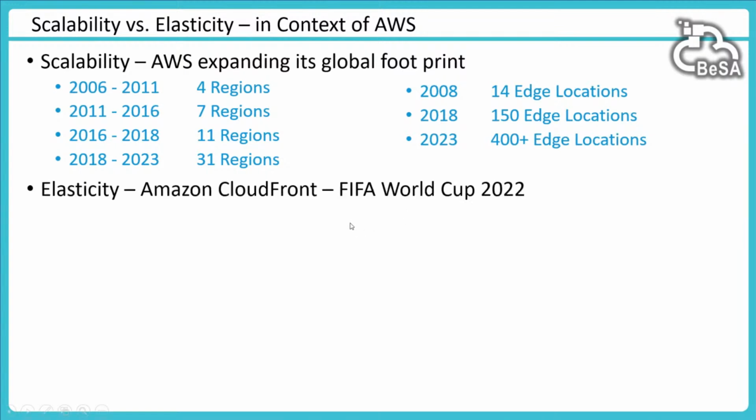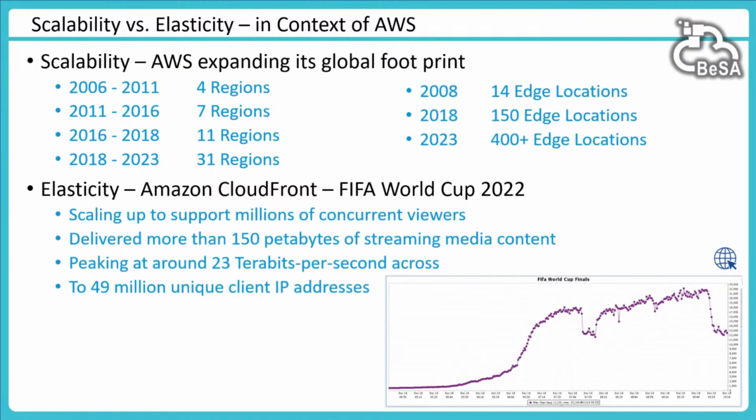Let's see that. CloudFront was used to broadcast the FIFA World Cup 2022, and this was the traffic. Scaling up to support millions of concurrent viewers when it happened in Qatar, millions of users all over the world watched it, and this is what CloudFront delivered, peaking at around 23 terabytes per second. Imagine 49 million unique client IP addresses. Now, is the same CloudFront delivering similar requests right now? Probably not. Only for that duration it peaked, and then if you see there was a sudden decrease, nobody is watching it.